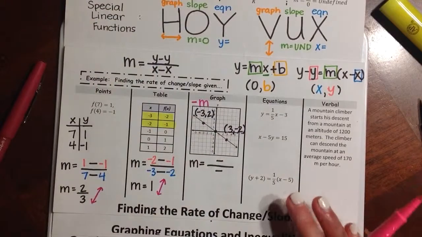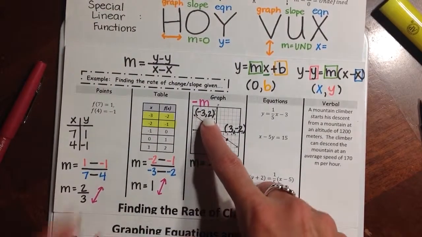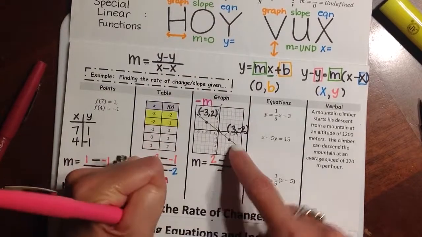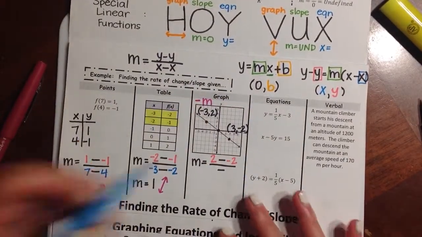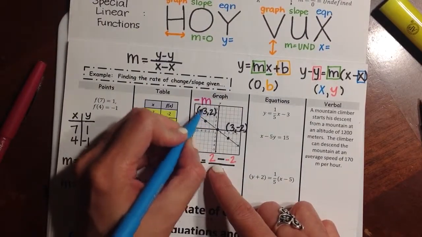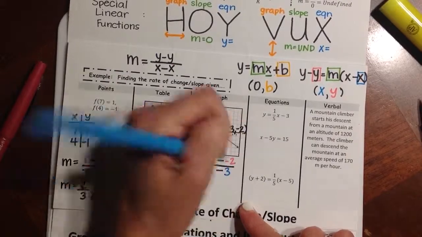And you certainly could have used the origin if you wanted. That was another good point to use. So I'm going to start with here. I need a y value, so I'm going to say 2 minus, and then I need another y value, negative 2. Now I'm going to plug in my x value. If I started with 2, I have to use its ordered pair, which is negative 3, and then 3.